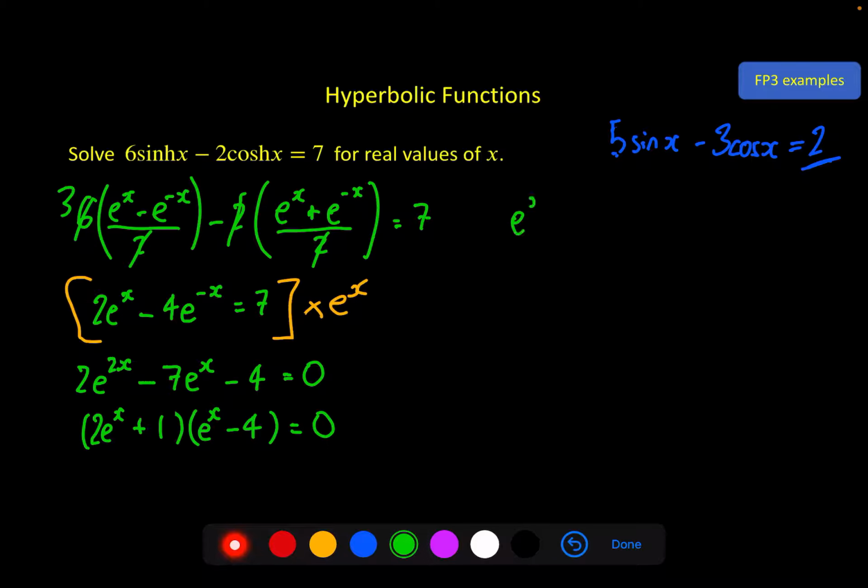e to the x from the first bracket equals minus 1 over 2, or from the second bracket, e to the x equals 4. And perhaps at this point you can see why they've put in this little real values of x, because this one here won't give us any real values of x, because e to the x cannot produce a negative answer. So let's just take the logs of this, and our final solution is the natural log of 4.